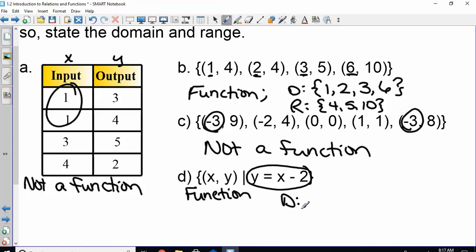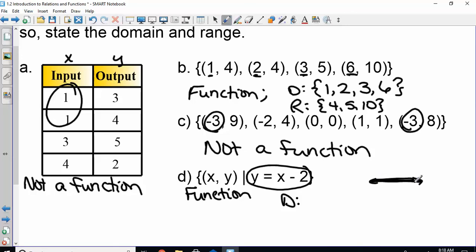Domain. That's what x can be. Is there any number I can't use for x? Is there anything I could plug in where I can't subtract 2? No, you can subtract 2 from anything, can't you? So in the past, you would write all real numbers for that. If we're using interval notation, what that means is on the number line, everything gets shaded.